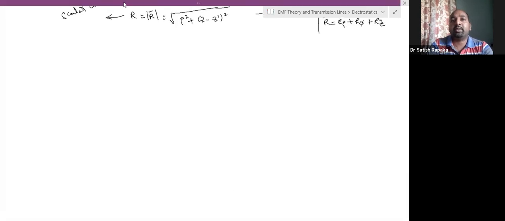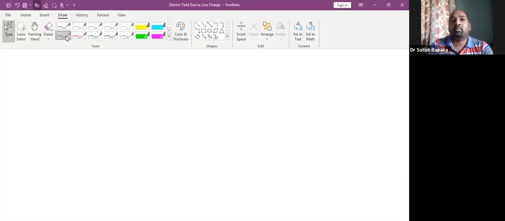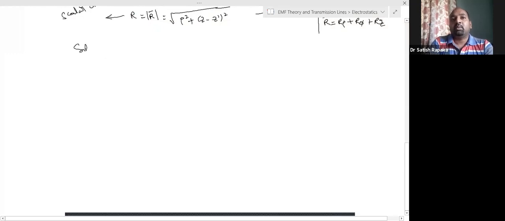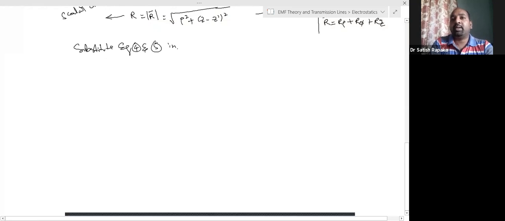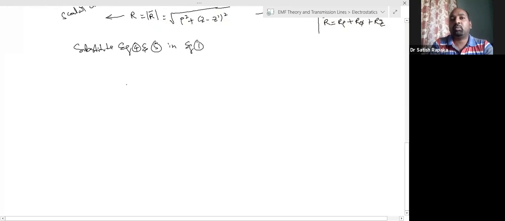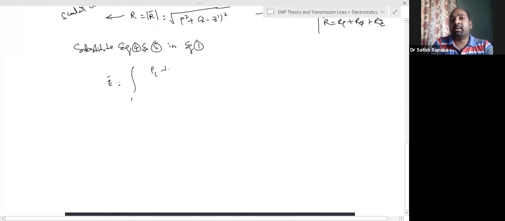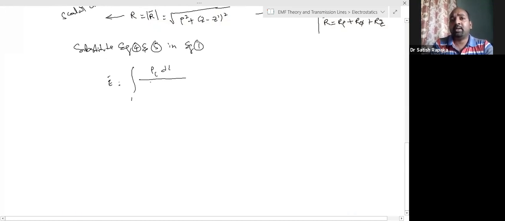Substituting equation 4 and equation 5 in equation 1, we will get E bar is equal to the line integral of rho L dl divided by 4 pi epsilon naught R square, right?